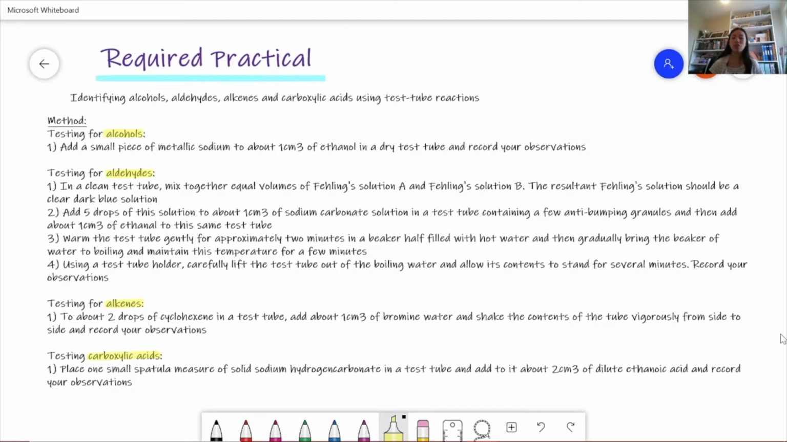So we place a small spatula measure of solid sodium hydrogen carbonate in a test tube and add to it about 2 cm³ of dilute ethanoic acid and record the observations.